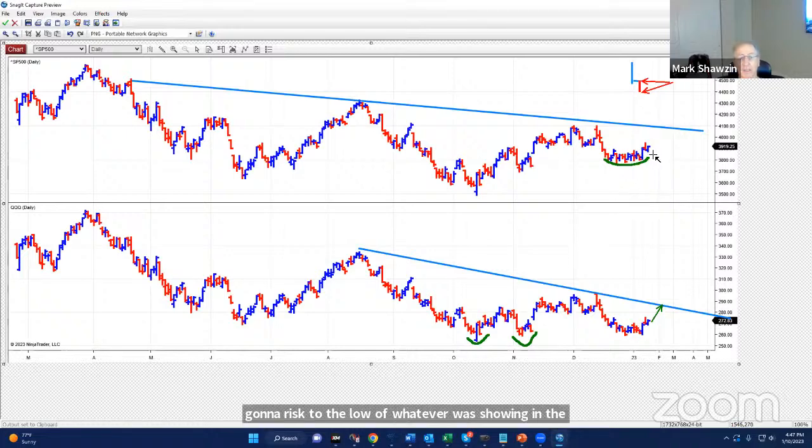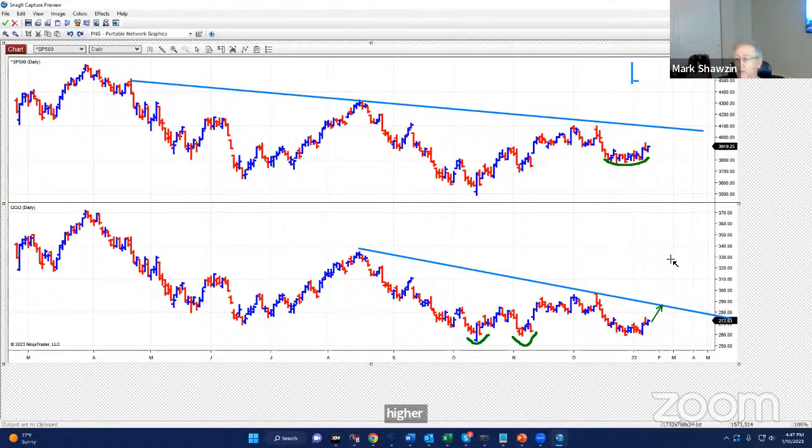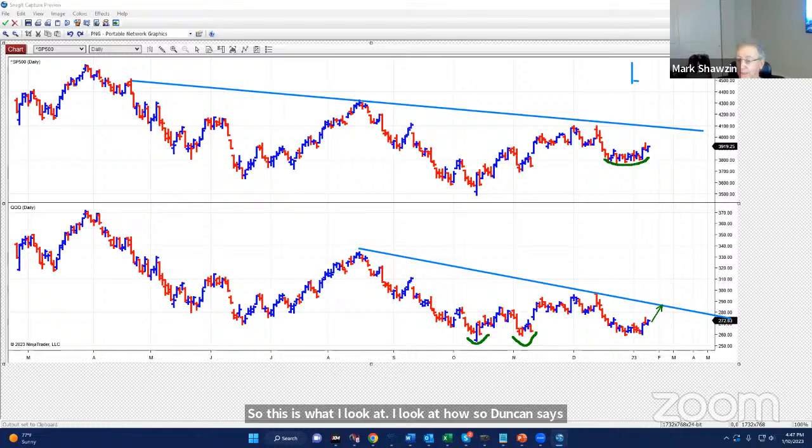So you can see that this thing opened lower. Once it went through the previous day's unchanged, it just kept going higher. So this is what I look at. Duncan says, I can attest to that. I mean, I can go and find those trades.